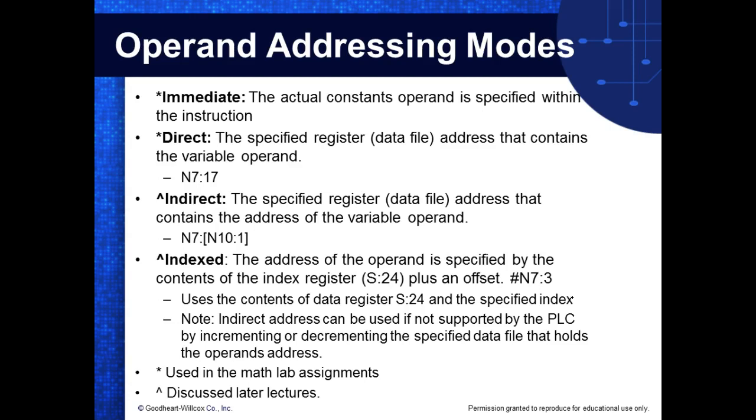Then it says indirect addressing can be used, even if not supported by the PLC, by incrementing. And what do we mean by incrementing? Incremented up. Yeah, but every time we increment, it's going to go by one, right? And then decrement means every time we decrement, it's going to decrease by one, which is pretty neat. So we'll see how we can do that. We'll use these in the math lab assignment.